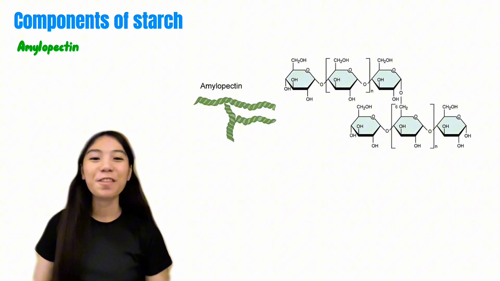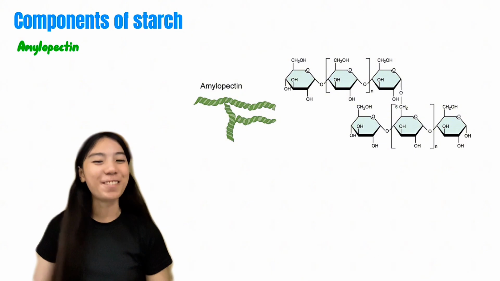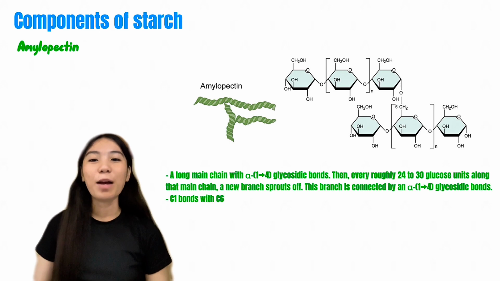We call this one the bushy one. If amylose was a straight line, amylopectin is like a highly branched tree. Just look at all those branches sprouting off the main chain. This super branched structure is key to amylopectin's function.